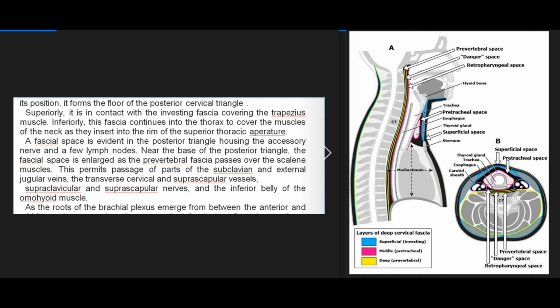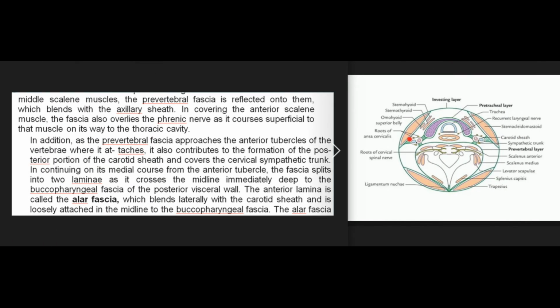As the roots of the brachial plexus emerge from between the anterior and middle scalene muscles, the prevertebral fascia is reflected onto them, which blends with the axillary sheath. In covering the anterior scalene muscle, the fascia also overlays the phrenic nerve as it courses superficial to that muscle on its way to the thoracic cavity.